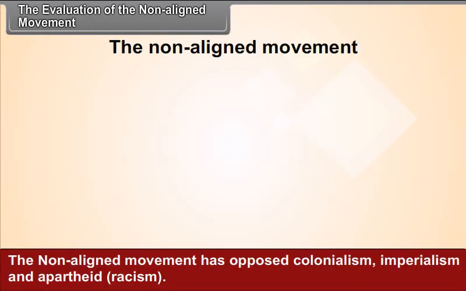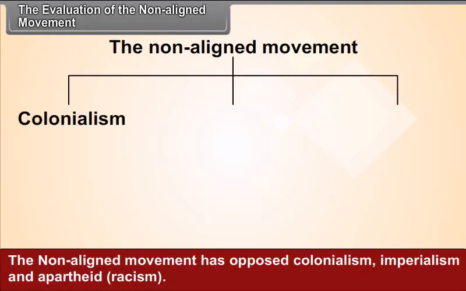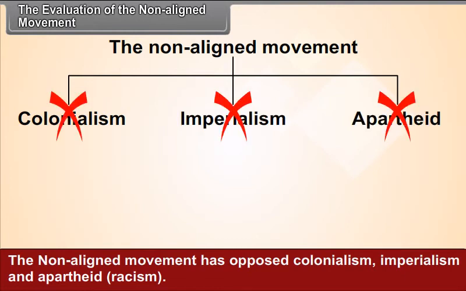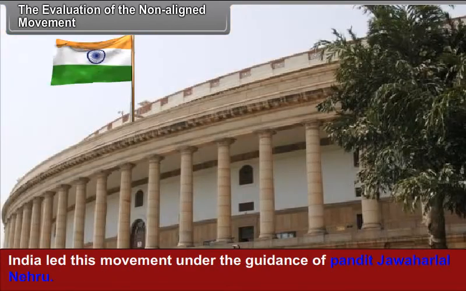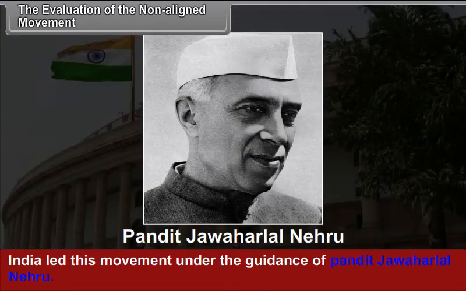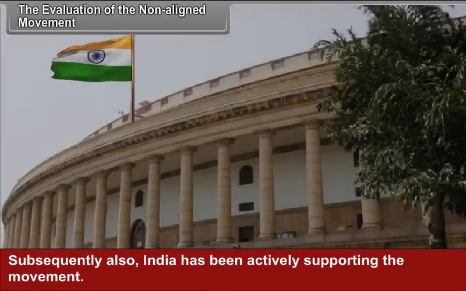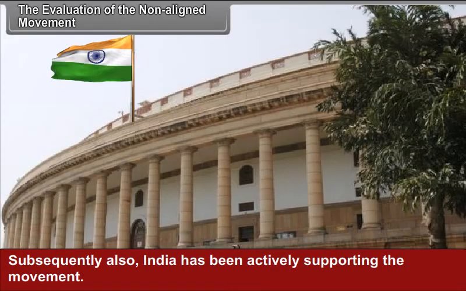The evaluation of the non-aligned movement. The non-aligned movement has opposed colonialism, imperialism, apartheid and racism. It has encouraged the use of peaceful methods in resolving international disputes. India led this movement under the guidance of Pandit Jawaharlal Nehru. Subsequently also, India has been actively supporting the movement.